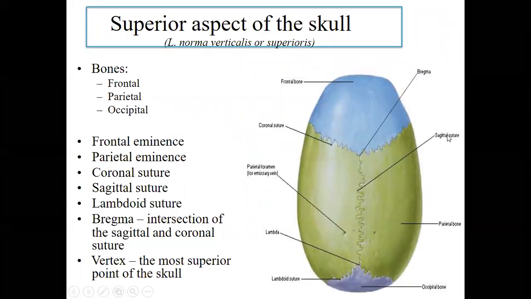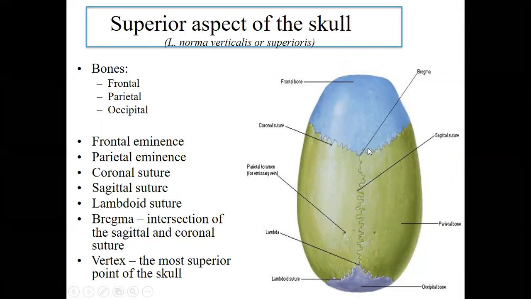Now we're going to see the skull bone from the superior aspect. These are the bones that you can see from the superior aspect. You can see the frontal bone, parietal bone, and also the occipital bone. And then we have the frontal eminence, parietal eminence. The parietal eminence should be here, the prominent part. The frontal eminence should be here, the prominent part.